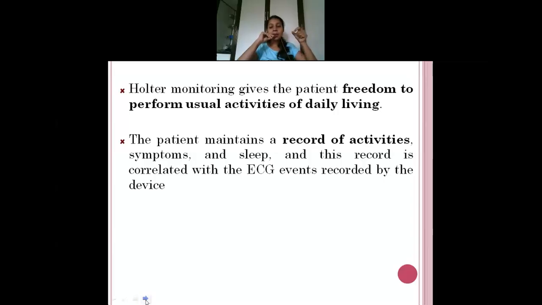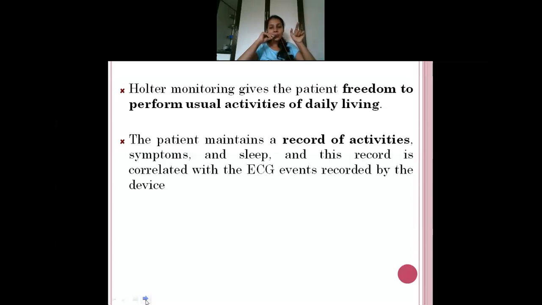You had your breakfast. Okay, you went for walking around. Everything you have to maintain in the diary. If you slept, that also you have to maintain with the timings. So remember, when you are on the Holter monitor, you can do any activities, but you should maintain a small diary and write down the timings and what activity you have performed.